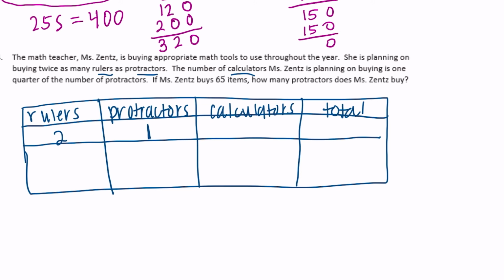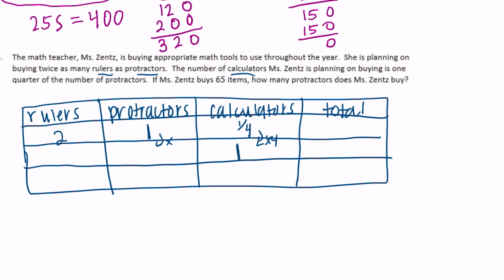So protractors is 1, so that would be 1/4. So again, I don't want to have that be a fraction. So what I'm going to do is multiply everything by 4. So 1/4 times 4 to get that to a whole number. So times 4, that would be 4. Times 4, that gets me 8. So now everything's a whole number. It's easier to work with. So 8 plus 4 is 12 plus 1 is 13. So we have 13 parts.